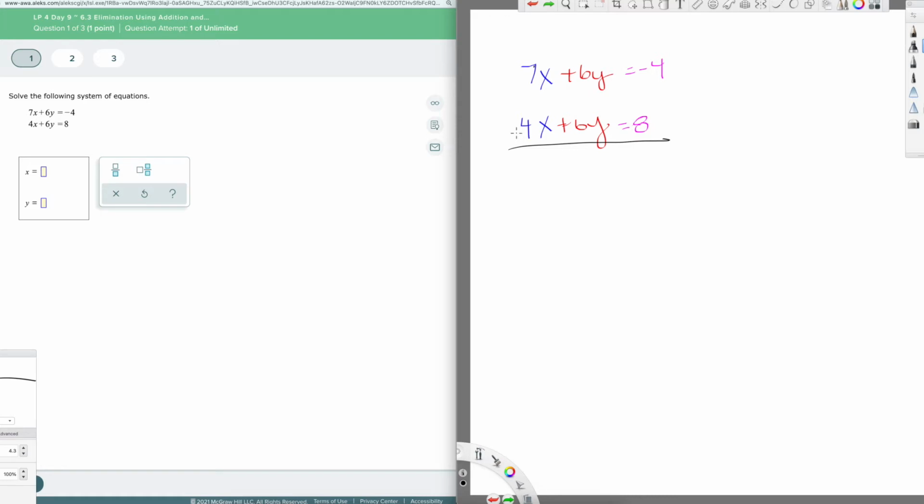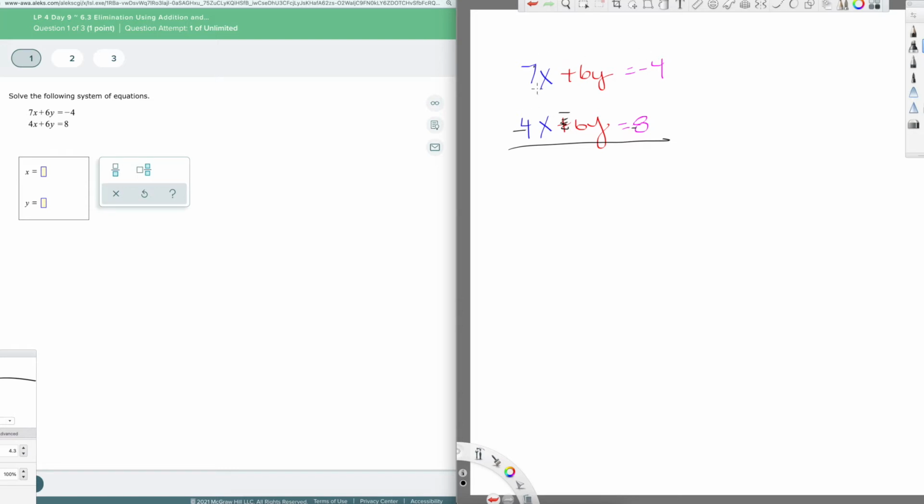So instead of positive 4, it's going to be negative 4. Instead of positive 6, it's going to be negative 6. Instead of positive 8, it's going to be negative 8. So everything flips over. If something was negative, it would have flipped to positive. So you apply that same rule because we're going to subtract everything on the bottom from the top.